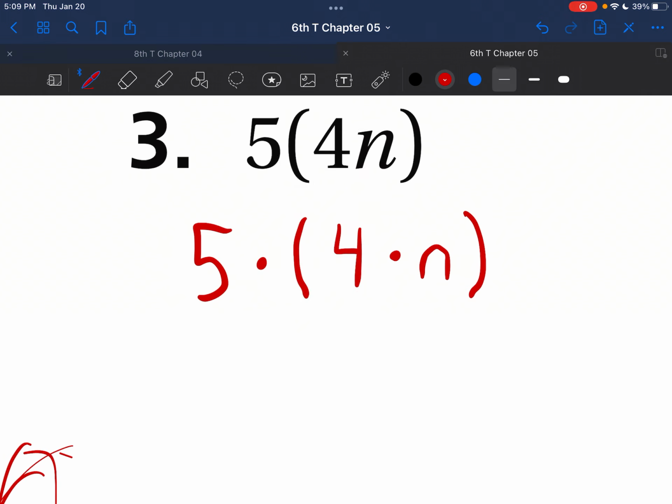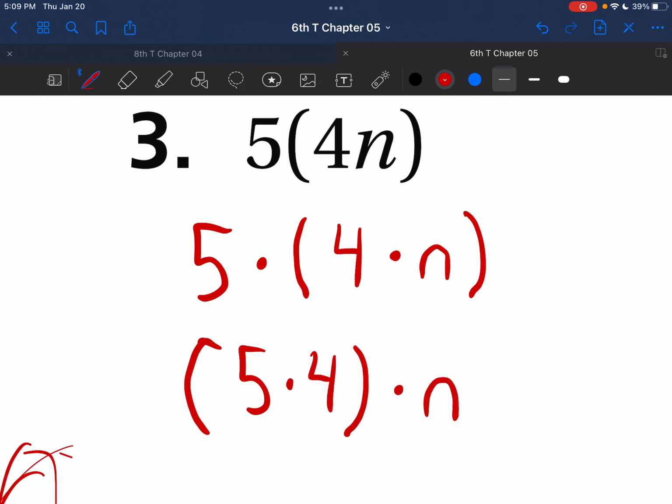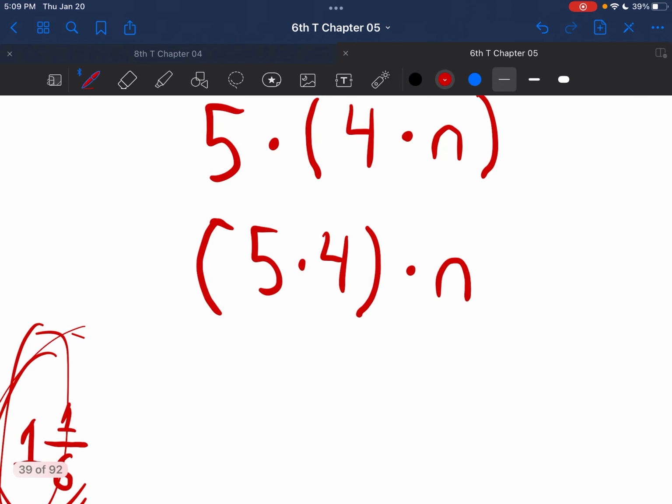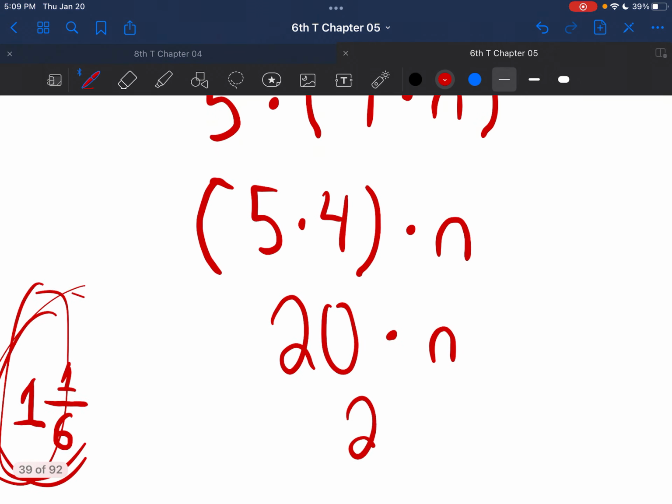So instead of 5 times parentheses, we're going to have parentheses, 5 times 4, close the parentheses, times the letter n. Can we simplify this expression? Yes, we can. 5 times 4 is 20 times n. And another way to write that would be 20n.